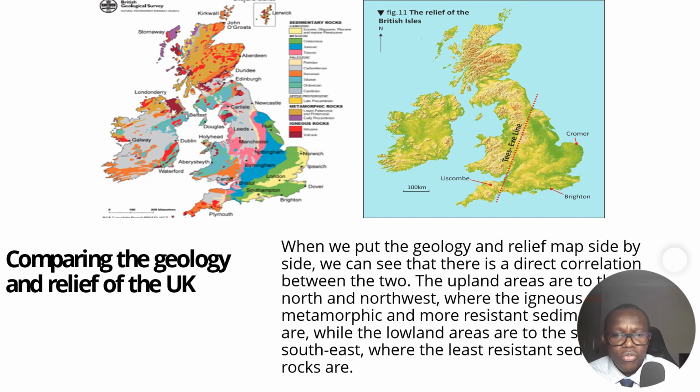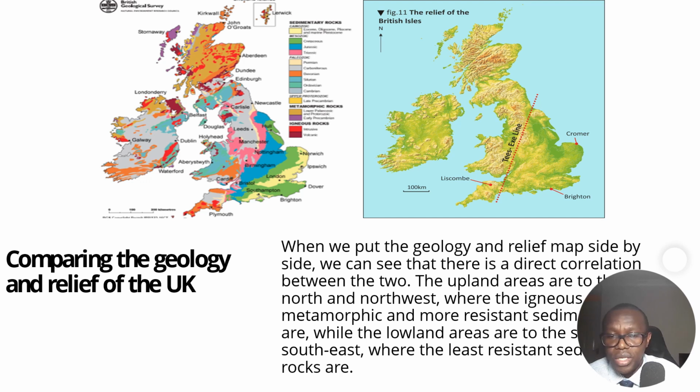The intention of putting this here is to determine the relationship between geology and relief here in the UK. And obviously, as we can see again, to the northwest and north of the Tees-Exe line, we have the upland landscapes. So here it's represented by the brown areas of land that have the higher relief, and it's in those same areas that we have the metamorphic and the igneous rocks.